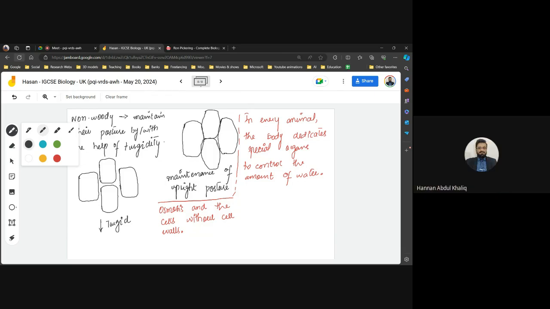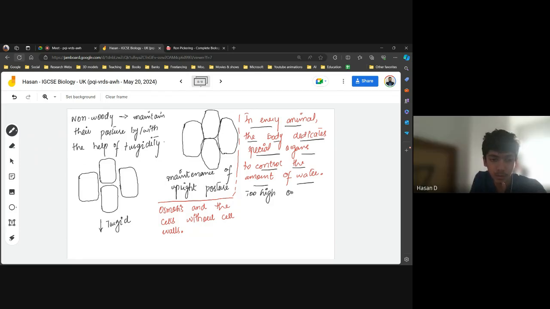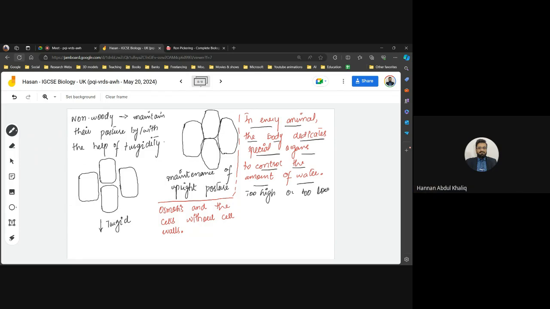I was asking what organs in the animal bodies, or especially the human body, are dedicated to control the amount of water? Because we are saying that in every animal we have dedicated organs to control the amount of water, so it does not go too high or too low. The kidneys? Yes, the kidneys. The kidneys are responsible for this kind of act. So we can simply say that the kidneys are the organs that are responsible for it.